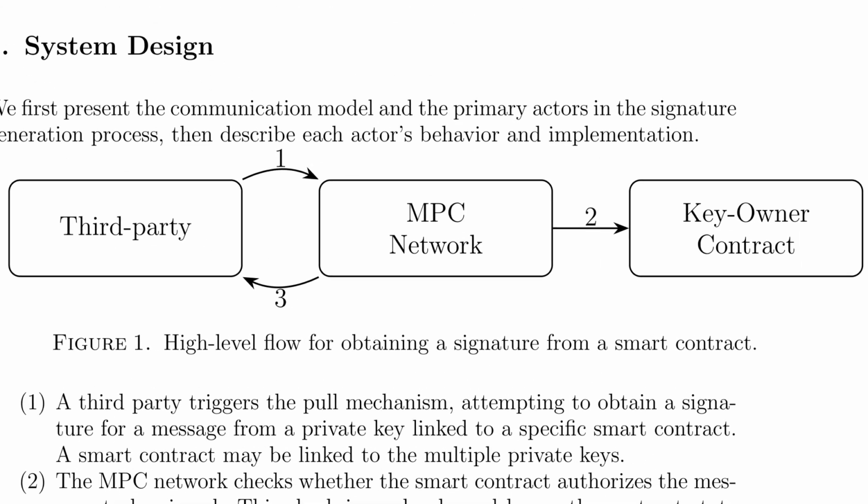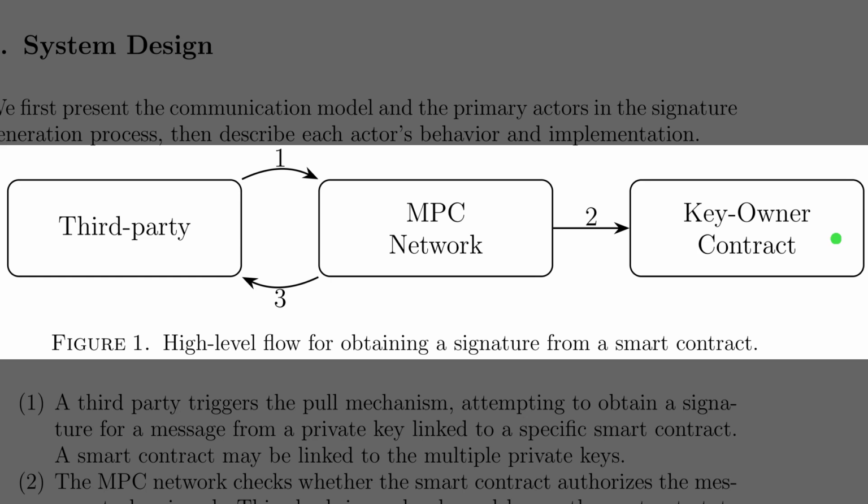Alright, the introduction laid out the core idea in words, and Figure 1 now turns it into a simple flow. The third party first sends a signing request to the multi-party computation network, which holds the split private key. The multi-party computation network then queries the key owner contract using Hot Verify to check whether the message is allowed. If the contract authorizes it, the multi-party computation network returns a valid signature back to the third party, so the contract effectively controls the key without ever storing it.